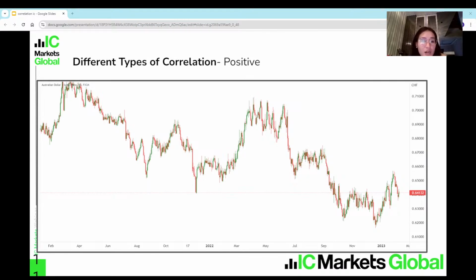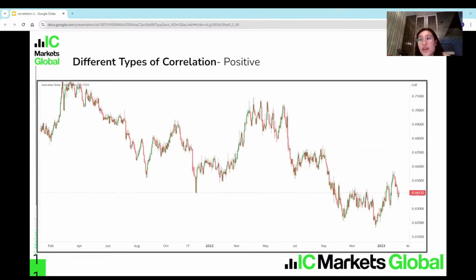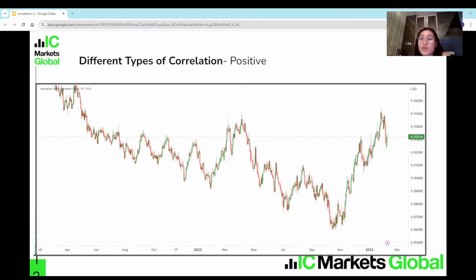Here we have the Aussie dollar and Swiss franc, and this is on our 1 day time frame. We're going to be comparing the Aussie dollar and the Kiwi dollar first to show the positive correlation. I've used Australian dollar as our base currency, and we are comparing between the Swiss franc and the Canadian dollar. Of course, you want to make sure that you're looking at it on the same time frame. So here I'm using the daily time frame for both.